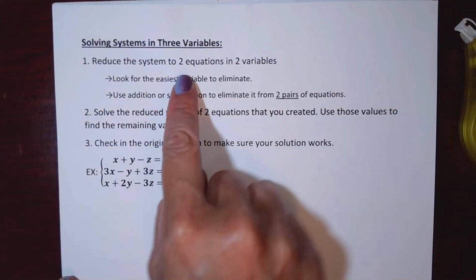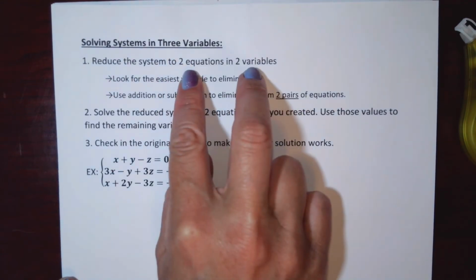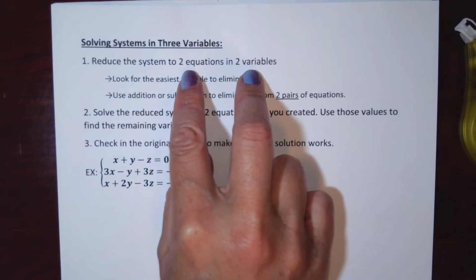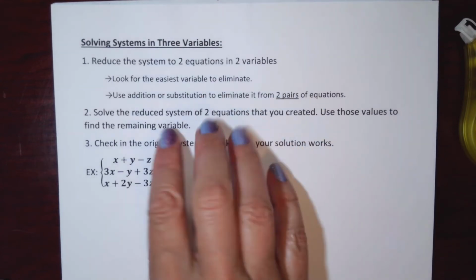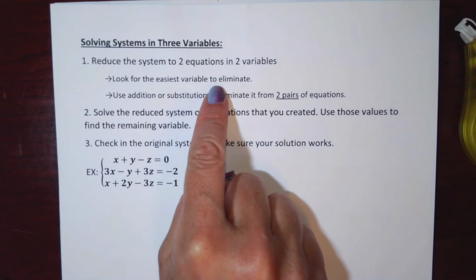We're going to do the same thing. We're going to reduce, so we eliminate one variable, we reduce it to 2 equations and 2 variables, and then we do what we did when we started here. We look for the easiest variable to eliminate. We're going to solve that. This is to get down to two variables. We find the easiest variable to eliminate.